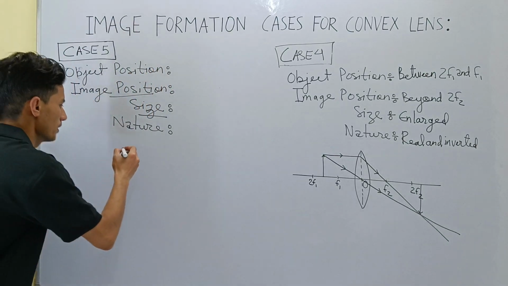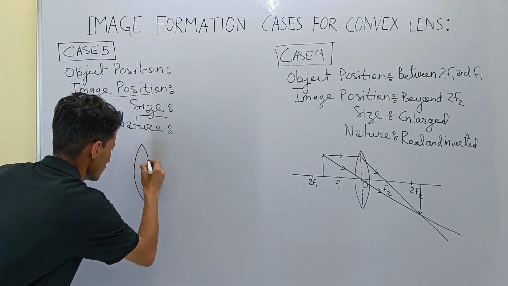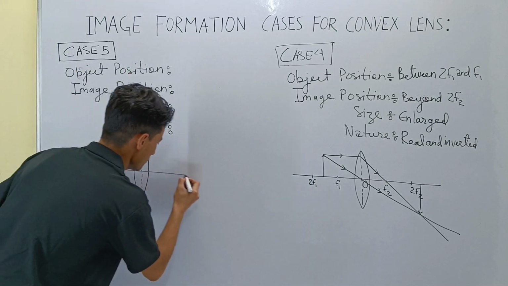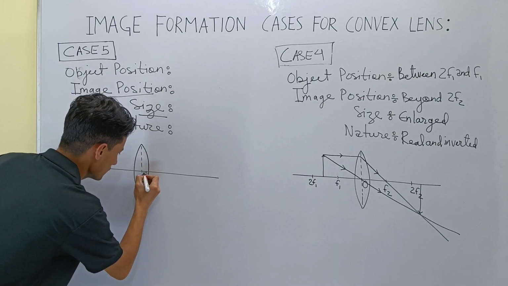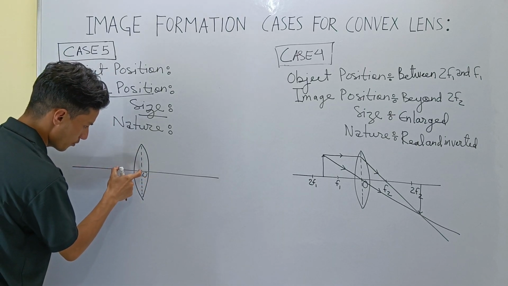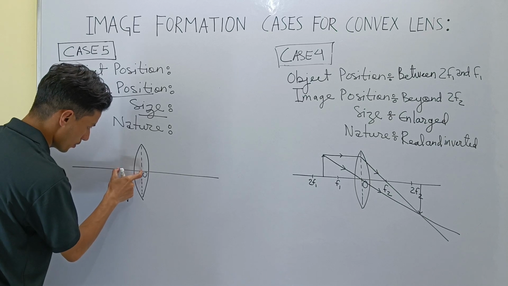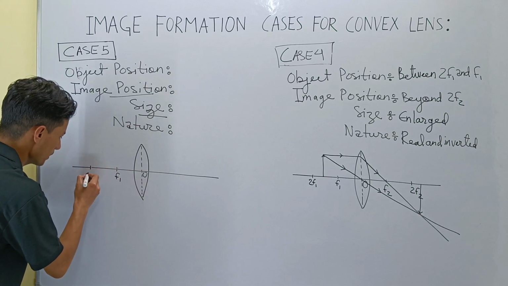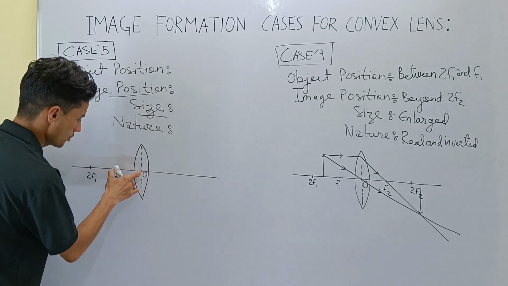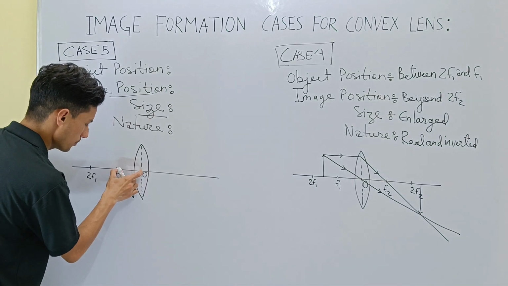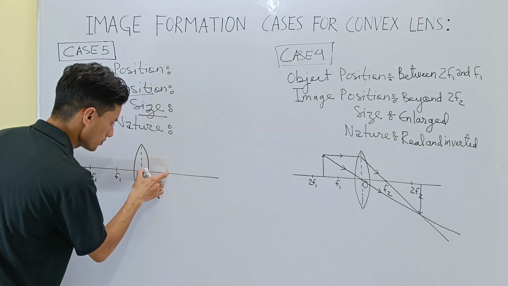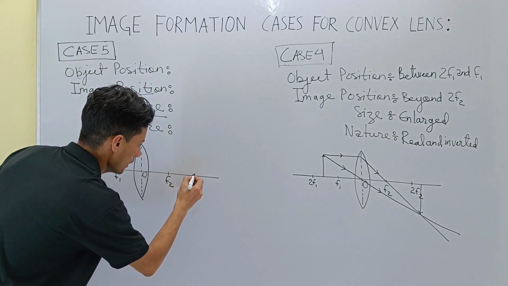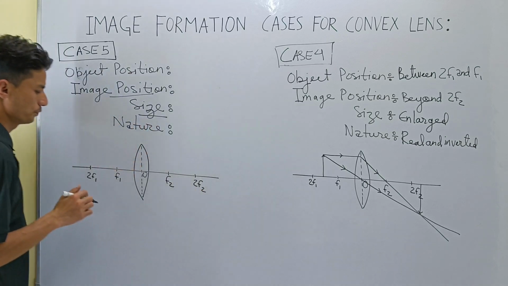Now fifth case, let us draw the ray diagram for the fifth case. This is the convex lens. Then the principal axis is here. Then this is the optical center. Then let's mark our focuses. Let us start with F1. So let me say this much is F1. Then I go back again to get my 2F1. So this is F1 and this is my 2F1. Then to get my F2 and 2F2, I go towards my right side. So this is F2 and 2F2.